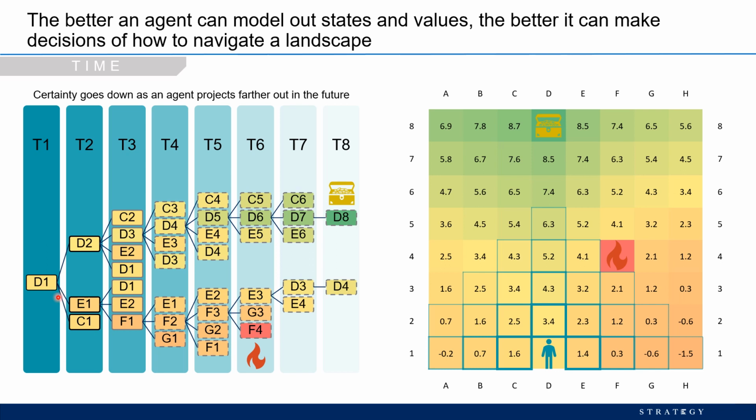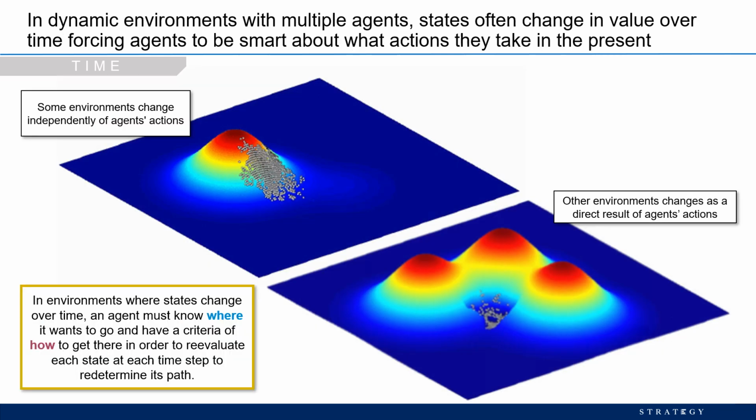It should also be important to note that the farther out you project into the future, the less certainty you will have about certain states. The value of certain states is harder to determine the farther out they are in the future, and also, in dynamic environments, states can change in value.